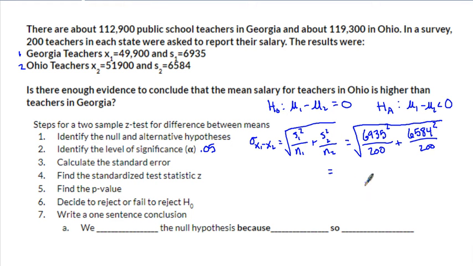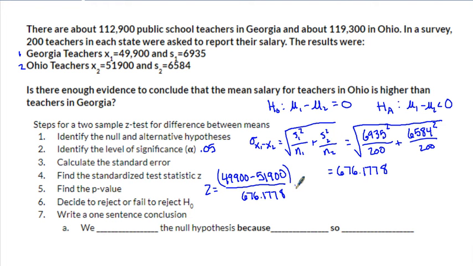And when I do all of that math, I get 676.1778. Just as a general rule, we're going to go 4 decimal places unless I tell you otherwise. Okay, so that is my standard error. So my z-score then is going to be x1. So the mean for Georgia was 49,900 minus x2. In Ohio, it was 51,900 divided by my standard error. Again, if you're putting this in your calculator all at once, we need parentheses there.